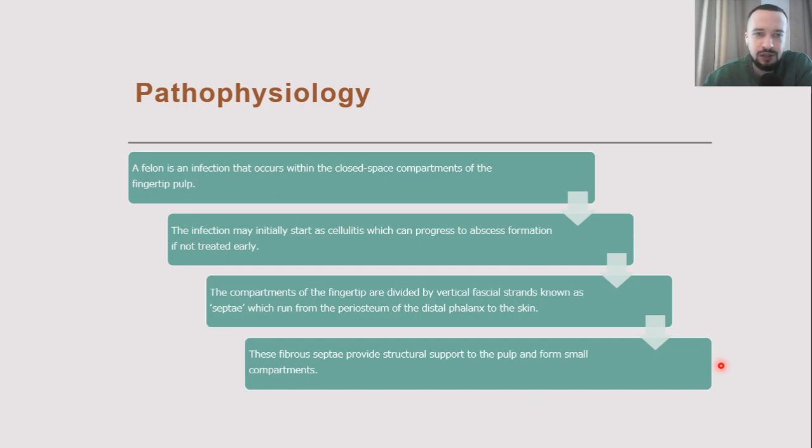A Felon is an infection that occurs within the closed space compartments of the fingertip pulp. The infection may initially start as cellulitis, which can progress to abscess formation if not treated early.